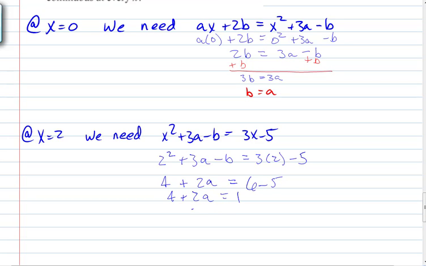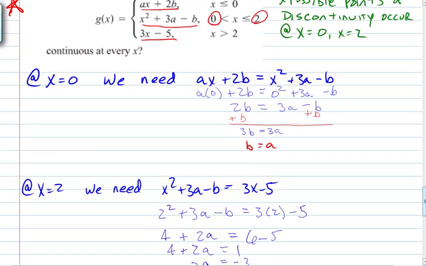Subtract 4 from both sides and I get 2A is equal to negative 3. So what is A equal to? Negative 3 halves. And what is B equal to? Negative 3 halves. So therefore we know A is negative 3 halves and B is negative 3 halves, by plugging in the numbers.